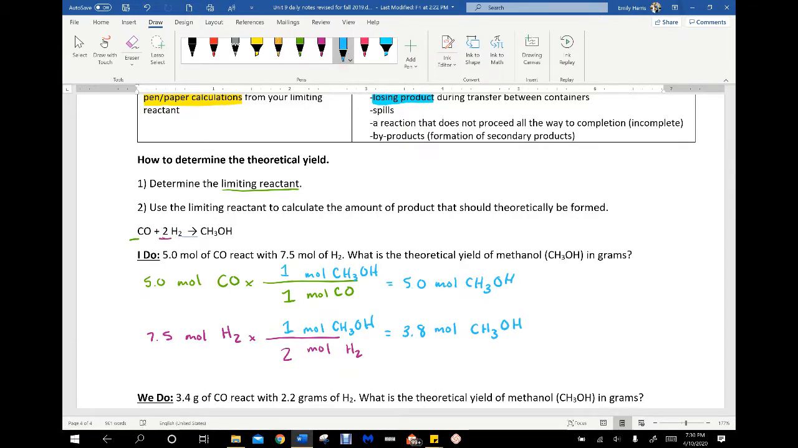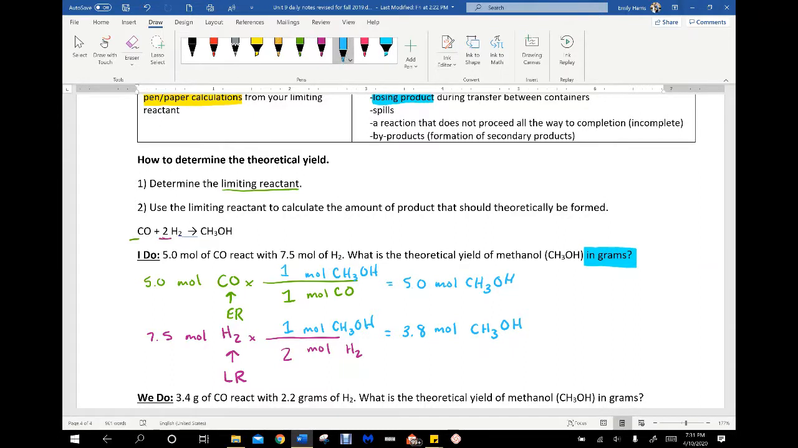Now let's ask the question, which one has limited my amount of product? In this case, the reactant hydrogen produced less product. It would be the limiting reactant, which would make carbon monoxide the excess reactant. Now I'm ready to continue on with that limiting reactant to find the amount of methanol in grams.